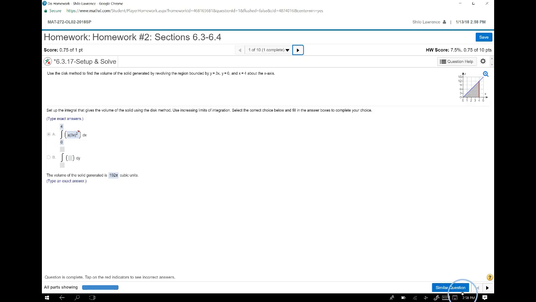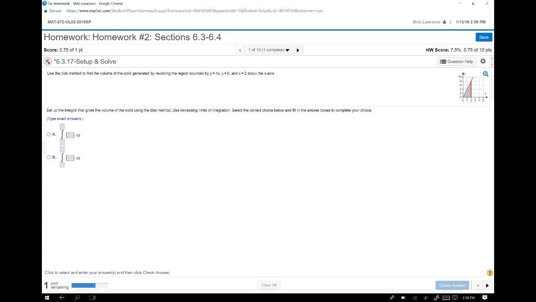Down here where we were clicking on check your answer, it now says similar question. You can keep doing similar questions over and over again until you have it right. It's just going to change some of the pieces of the problem. So instead of y equals 3x, it now says y equals 4x. Instead of going out to x equals 4, it now just goes to x equals 2. It's still a triangle. Notice it's just changed a little bit.